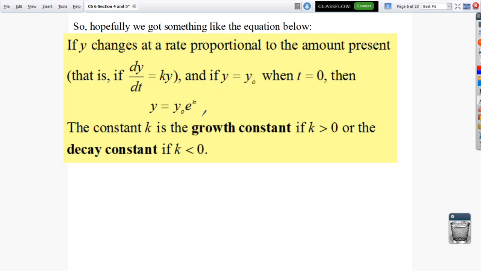K, sometimes it's called the growth constant, sometimes it's called the decay constant. If your k is greater than 0, your population is going to be getting bigger. That's going to make it a growth constant. If k is less than 0, meaning k is negative, you have a decay constant because your population is getting smaller and smaller and smaller. Some applications of this, again, bunnies reproducing for a certain amount of time until you reach a carrying capacity.